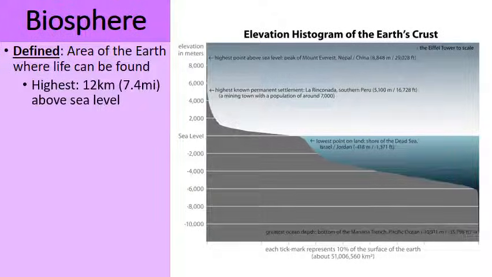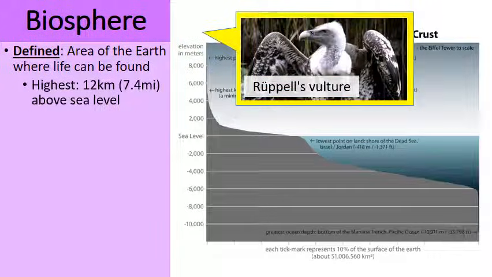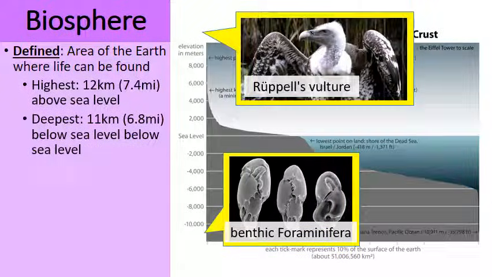Well, at its highest point, about 12 kilometers above sea level, is this particular vulture right here, which has been identified as the world's highest flying animal, highest flying bird. And at the lowest point, about 11 kilometers below sea level, are these little microscopic organisms called foraminifera. And if you Google the phrase benthic foraminifera, you can read more about these.